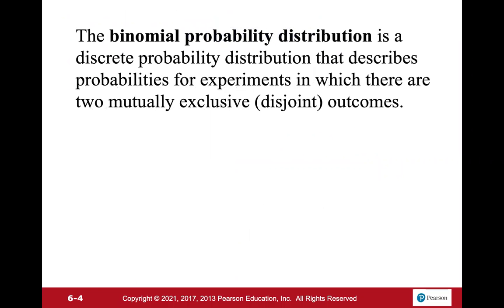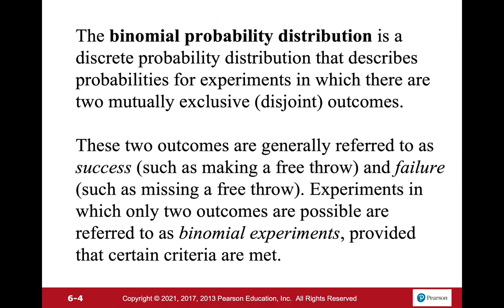All right, so the binomial probability distribution is a discrete probability distribution that describes the probabilities for experiments in which there are two mutually exclusive or disjoint outcomes. These two outcomes are generally referred to as success, such as making a free throw, or failure, such as missing the free throw. Experiments in which only two outcomes are possible are referred to as binomial experiments. Bi as in bicycle, so two wheels on a bicycle, that's where we get binomial, provided that certain criteria are met.